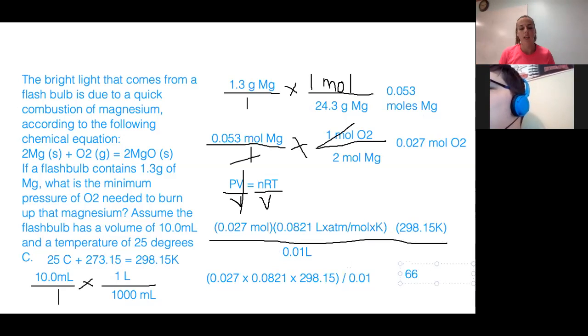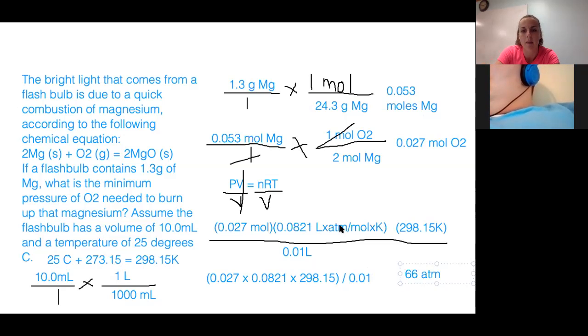I'm going to plug it in just to see. That's probably their rounded answers. Let me check. Okay, I got 66.09, but in your question they are using 2 significant figures, so I guess they're wanting you to round. So you're going to round down to 2 significant figures. That's where the 66 came from.